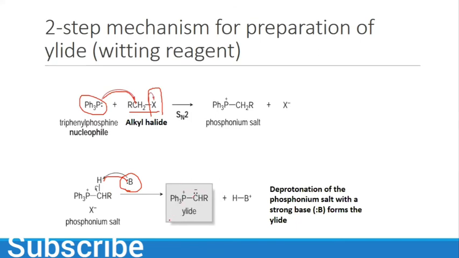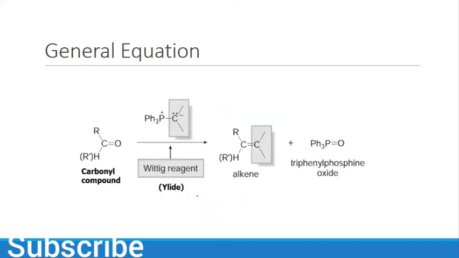This is our ylide. So deprotonation of the phosphonium salt with a strong base forms the ylide. We need a positively charged phosphorus and a negatively charged carbon for the Wittig reagent. So this is the general equation.